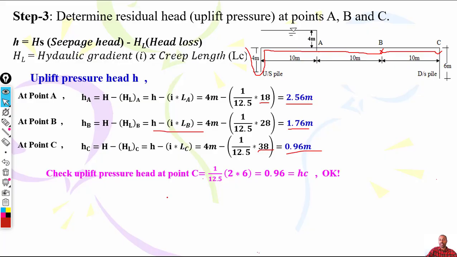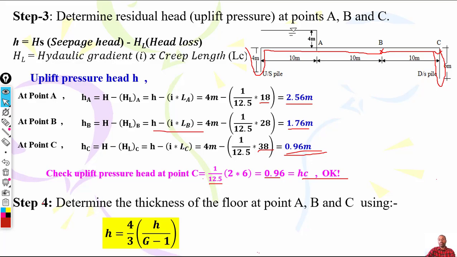Then check uplift pressure head at point C. So at point C, you can check now 1 over hydraulic gradient times just the head loss. The head loss across a cutoff will be 2 times 6. You have twice times 6, then you get 0.96 since it is equal with this one. So it is okay.